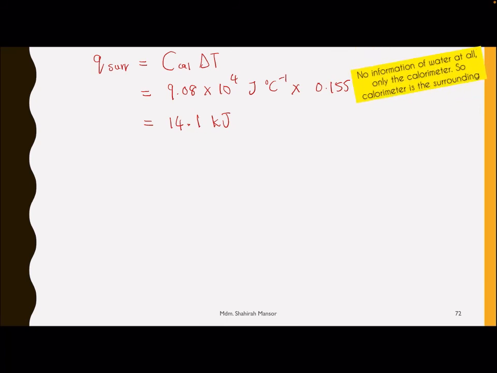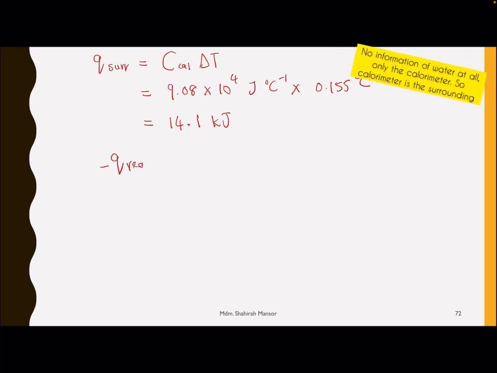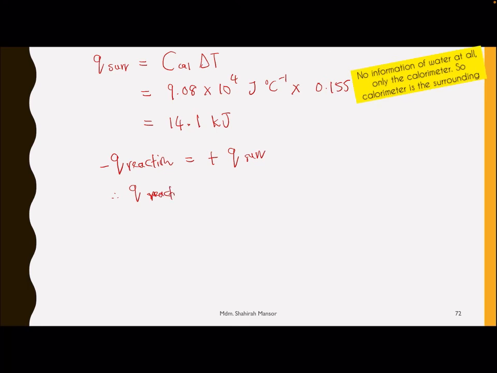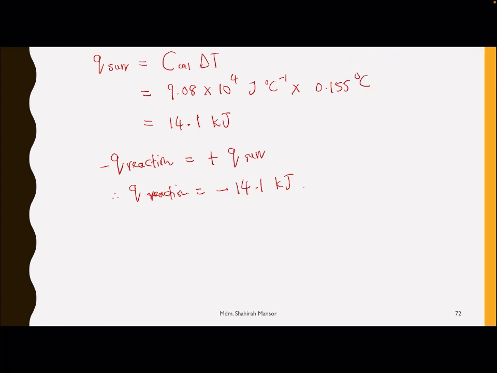Now, to get the heat release from the reaction, we will use this formula. Negative Q reaction equals to plus Q of the surrounding. So hence the Q reaction will be negative 14.1 kilojoule. So this is the answer for heat release from the reaction.